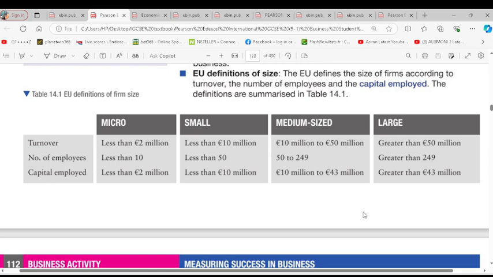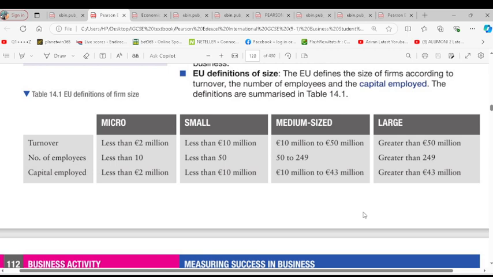The revenue within a year, that is the point I'm making here. The number of employees for a micro business should be less than 10. For a small business, less than 50. For a medium-sized business, between 50 to 249. And for a large business, 250 and above.